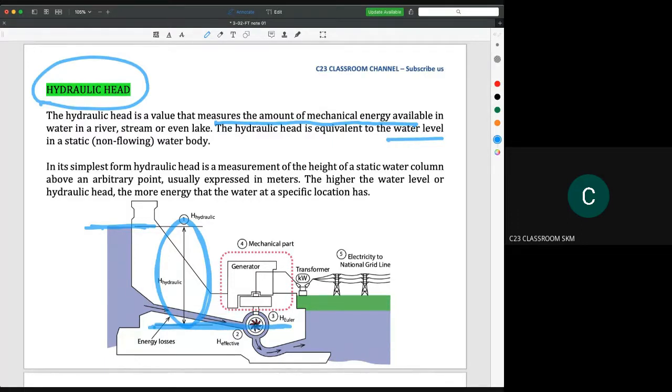So this is the basic idea of hydraulic head. The higher the water means the higher the potential energy, means that it could give high velocity at the inlet here. So high velocity means it could rotate the blade very high, means it could rotate the generator very high, so it could give more electricity. Okay, so this is the idea of hydraulic head.